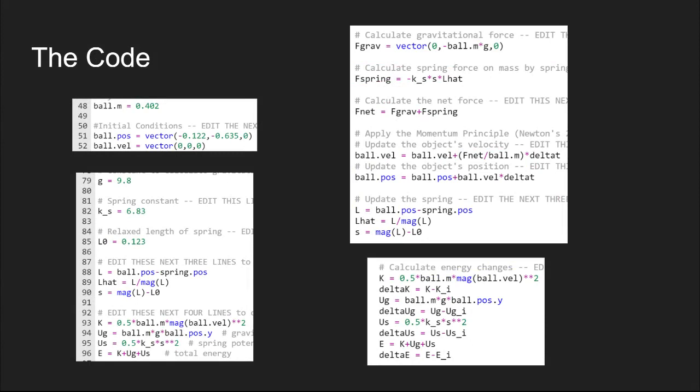For the computational model, I plugged in the initial conditions I mentioned in the previous slide and used the formulas to find the kinetic, potential, and total energy. I also used Newton's second law to find F net equals the sum of the force of gravity and the spring. Then, using the velocity update formula, I calculate the object's new velocity and use that to calculate the ball's new position in the position update formula. Next, we updated the spring's position and stretch. And then finally, we updated the new energies of the system.